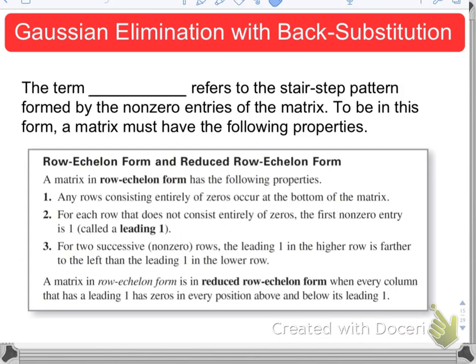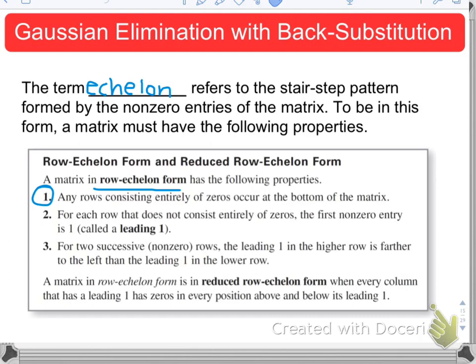Okay, so we talked about Gaussian elimination, and so now this is Gaussian elimination with back substitution. And so the term echelon refers to the stair-step pattern formed by the non-zero entries of the matrix, okay? And we talked about that stair-step pattern, right? And to be in this form, a matrix must have the following properties. So row echelon form and reduced row echelon form. Those are two different forms that we're going to be dealing with. And row echelon form is actually what we dealt with in the previous section. So a matrix is in row echelon form if it has the following properties.